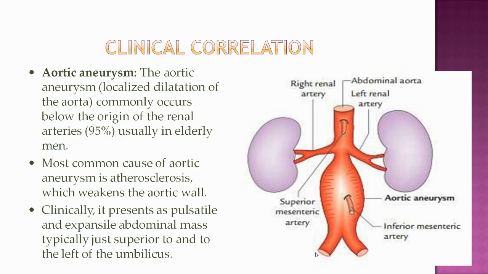Now we'll see the aortic aneurysm. Aortic aneurysms commonly occur below the origin of the renal arteries, usually in elderly men. The most common cause is atherosclerosis, which weakens the aortic wall. Clinically, it presents as a pulsatile and expansile abdominal mass, typically just superior to and to the left of the umbilicus.